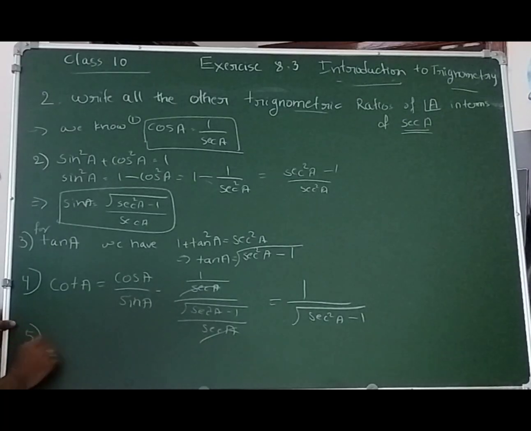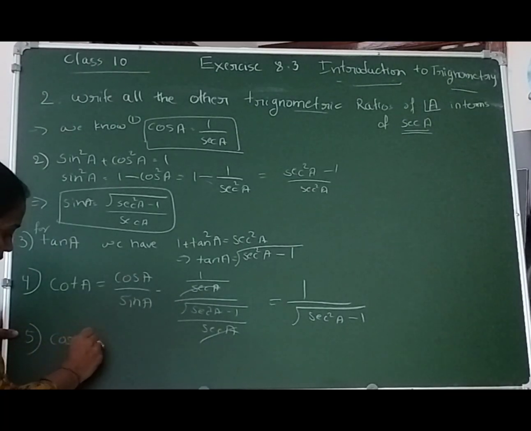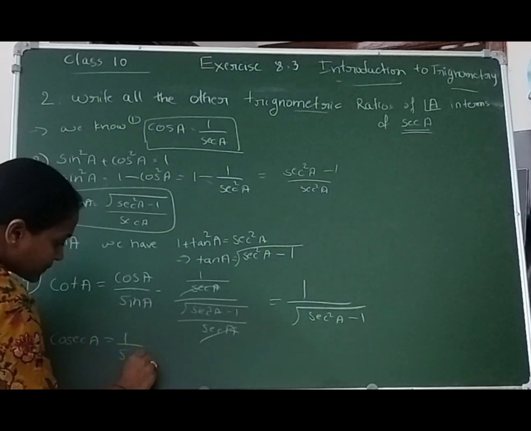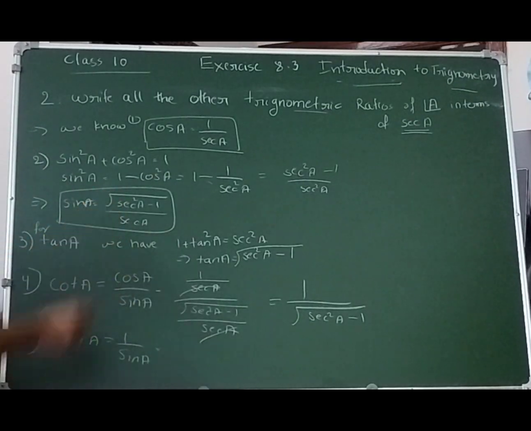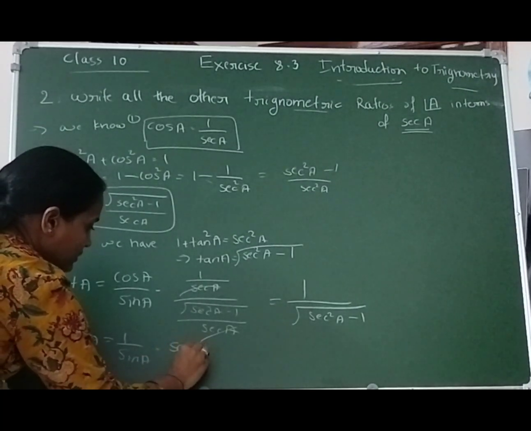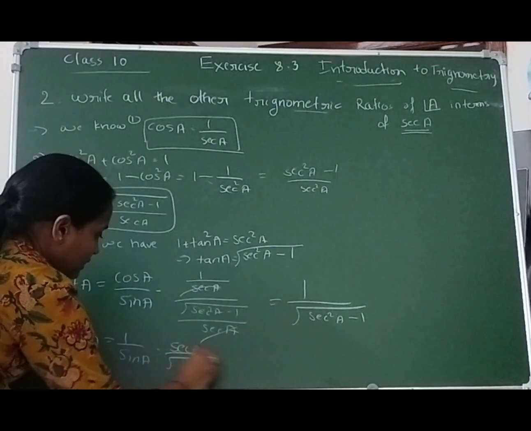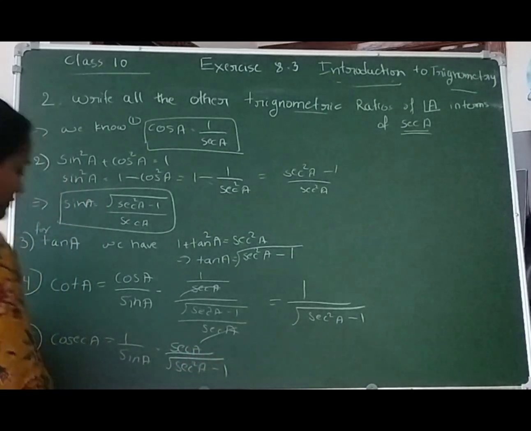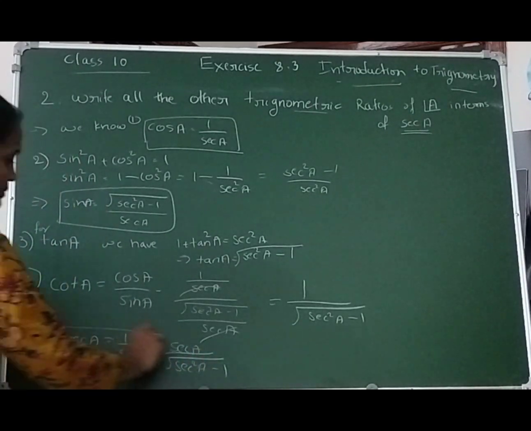So the last trigonometric ratio is cosecant A. We know that cosecant A is 1 by sin A. We already have the relation for sin, so we have to reverse it and write it for cosecant A. So it will become secant A divided by under root secant square A minus 1. So these are the ratios in terms of secant A.